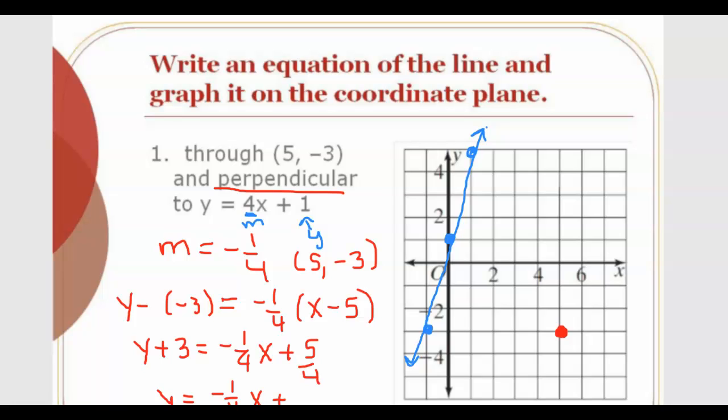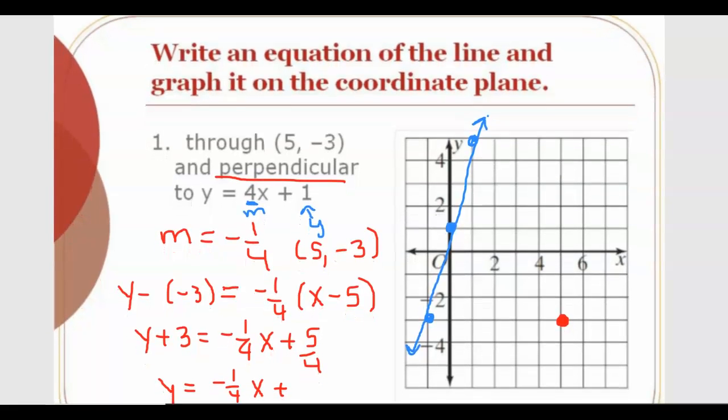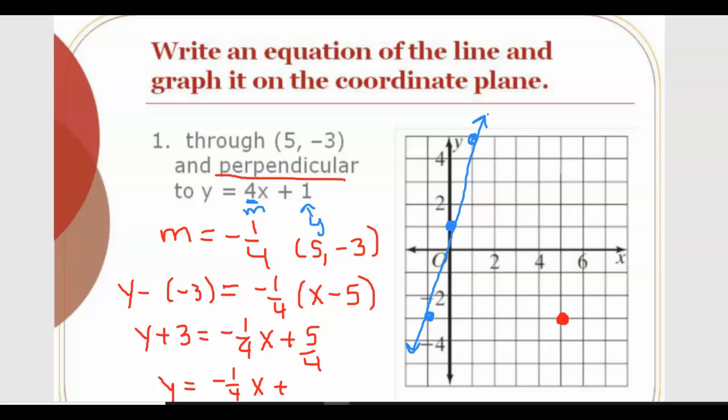So again, you can write your y-intercept as either an improper fraction or a mixed number. So you have y equals negative 1/4 x plus 5/4, and we're going to subtract 3 from that. But because 3 and 5/4 don't have a common denominator, it's really like subtracting 12/4. So 5/4 minus 12/4 gave us a negative 7/4, which obviously isn't a very pretty y-intercept.